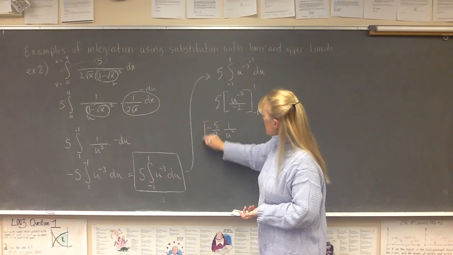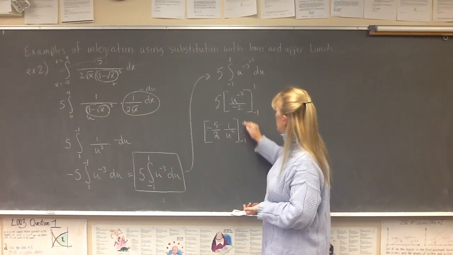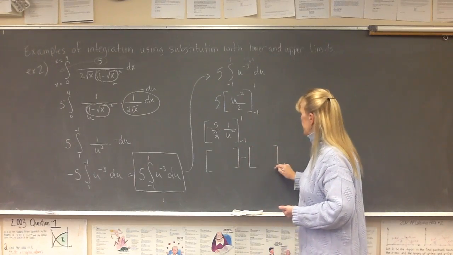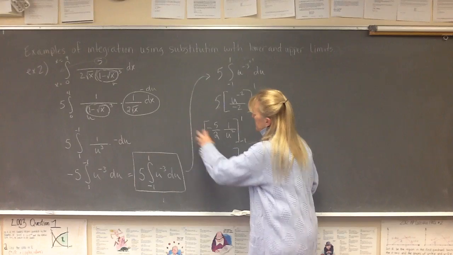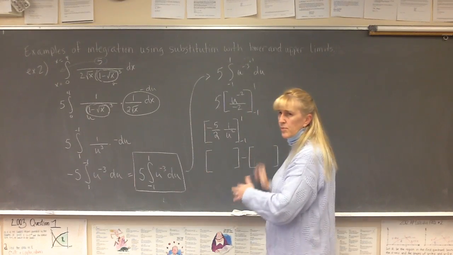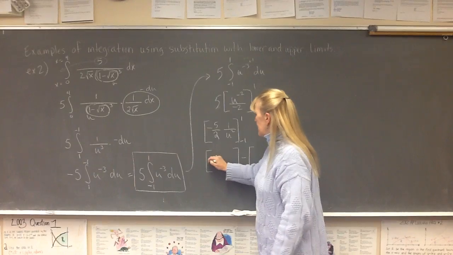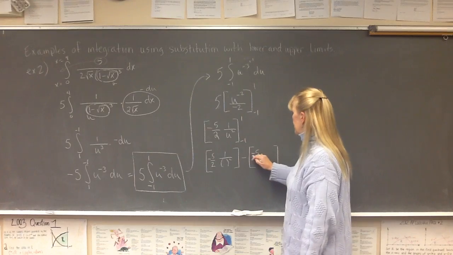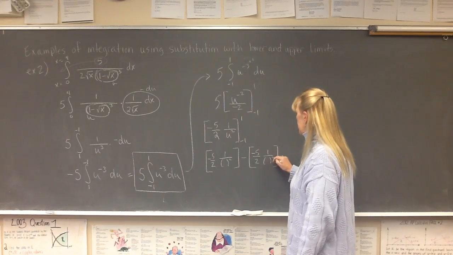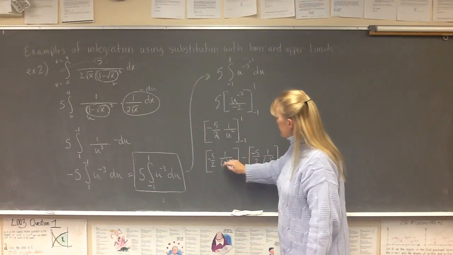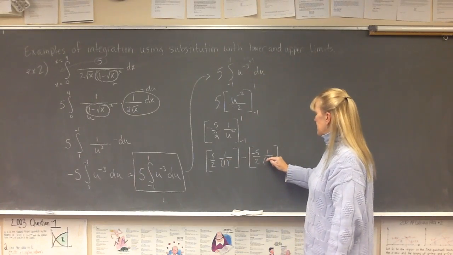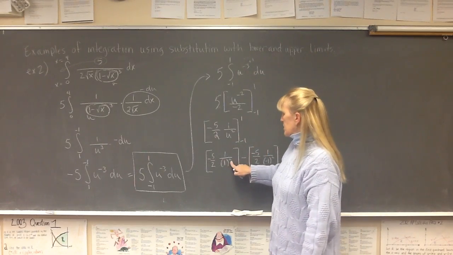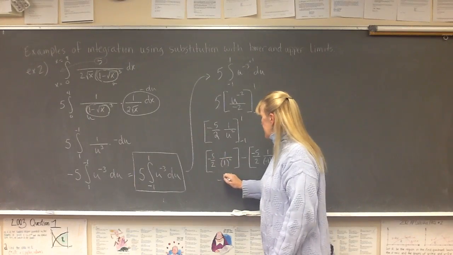And I will take this quantity and evaluate it from negative 1 to 1, so I need 2 sets of brackets. Now, I suppose I could factor the negative 5 halves to the outside, but I don't want too many parentheses and brackets going on. So I'm just going to keep negative 5 halves 1 over u squared, negative 5 halves 1 over u squared. My u is a positive 1 first, negative 1 second. Upper limit goes in first, lower limit goes in second. 1 squared is 1, 1 divided by 1 is 1. This is just negative 5 halves.